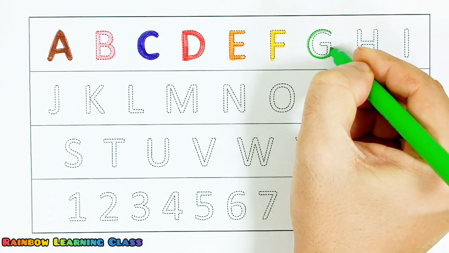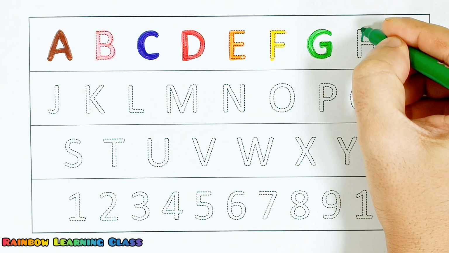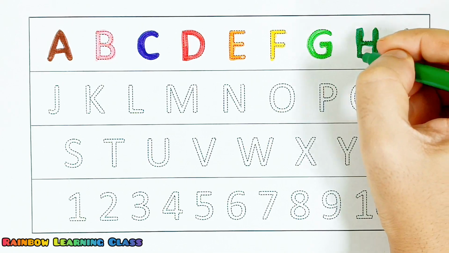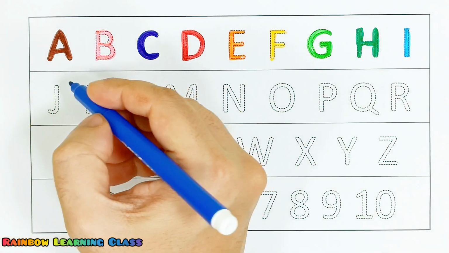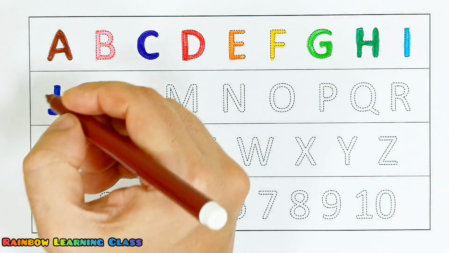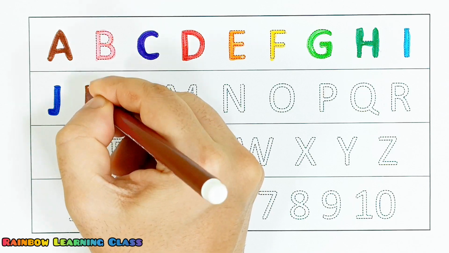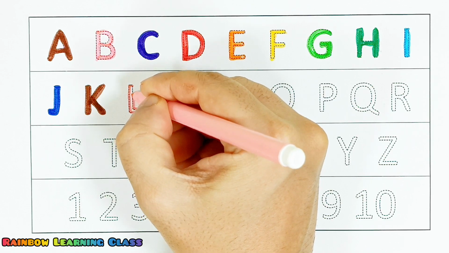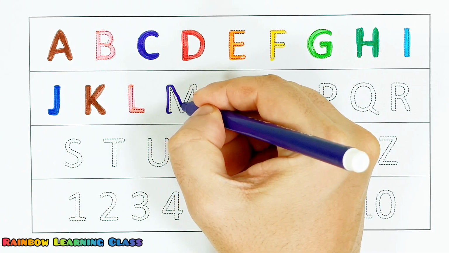G for glass. H for house. I for ice. J for juice. K for kangaroo. L for lunch. M for mouse.